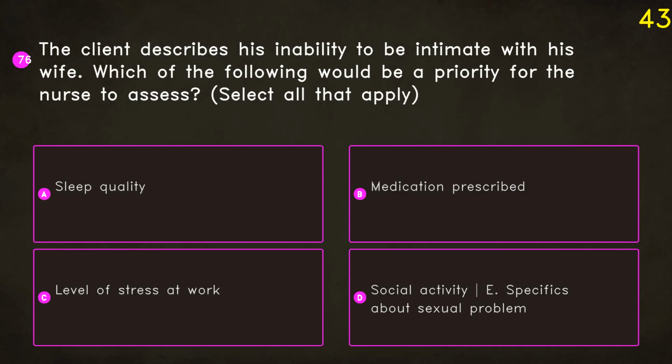Question 76. The client describes his inability to be intimate with his wife. Which of the following would be a priority for the nurse to assess? Select all that apply. A. Sleep quality. B. Medication prescribed. C. Level of stress at work. D. Social activity. E. Specifics about sexual problem.